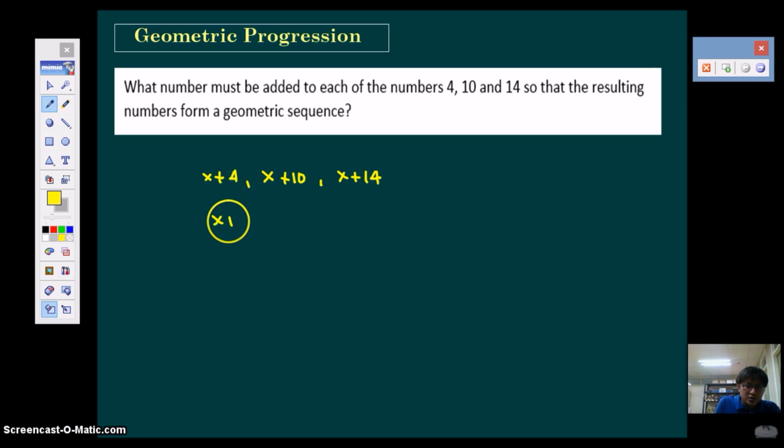If these 3 terms are to form a geometric sequence, then this must have a common ratio. So when you divide the second term by the first term, it should be equal to when you divide the third term by the second term.